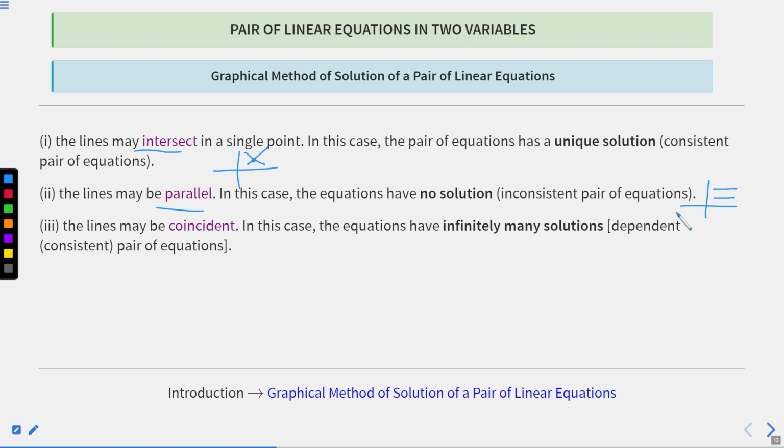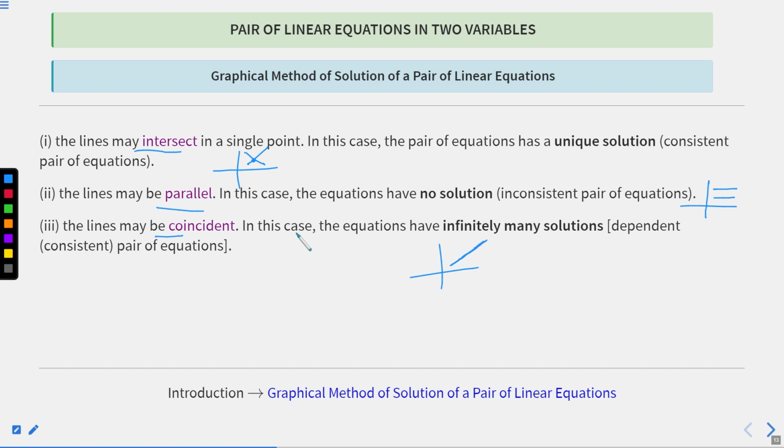In that case, the equations have no solutions, and this pair of linear equations is called an inconsistent pair of linear equations in two variables. In the third case, the lines may be coincident, that means the two lines are coincident. In this case, the equations have infinitely many solutions, and this pair of linear equations is called a dependent pair of linear equations.